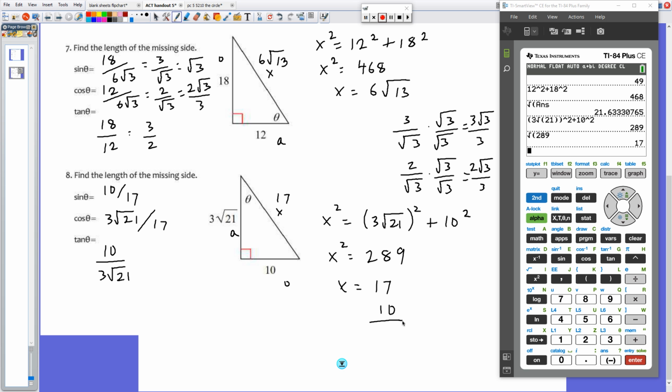10 over 3 radical 21. I'm going to multiply top and bottom by the square root of 21. This gives me 10 radical 21. A radical 21 and a radical 21 make just a 21. 3 times 21 is 63. That is an ugly, ugly answer.